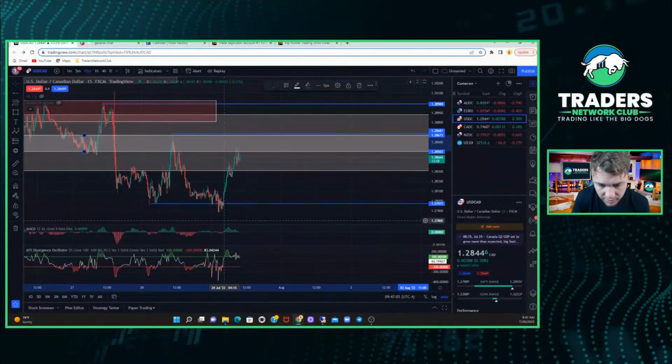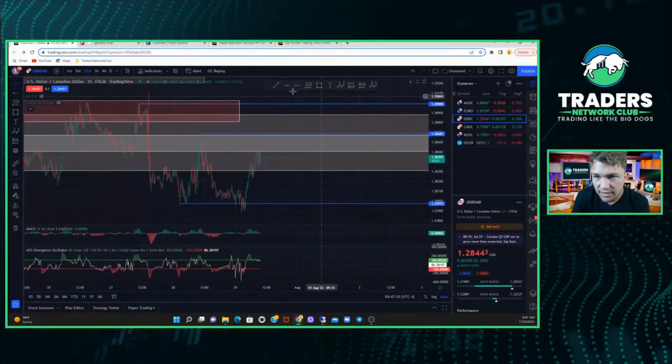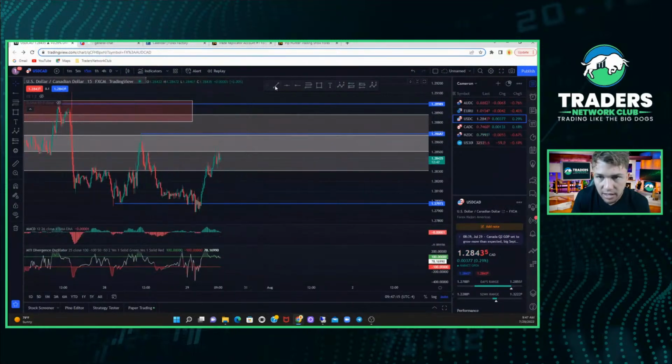Yeah, so we do have this negative divergence on the 50-minute time frame. As you can see, we do have price creating higher highs, and the momentum is creating these lower highs here.